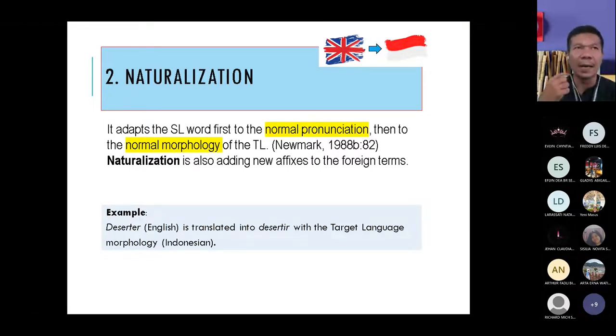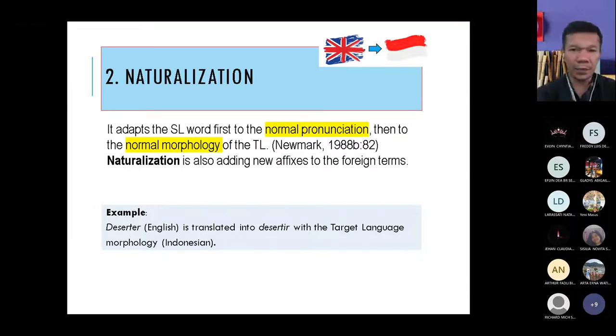We naturalize the pronunciation. We naturalize the spelling based on the natural pronunciation in the target text. All right. And Peter Newmark mentioned that naturalization adapts the source language word first. We adapt first the source language word, but we adapt it into the normal pronunciation in the target text. We call it normal morphology if we change the spelling, and we call it normal pronunciation if it is related to the sounds, and normal morphology if we change the letters.